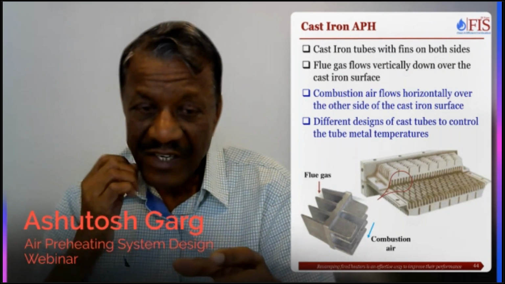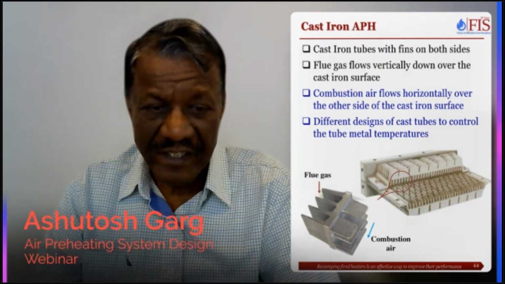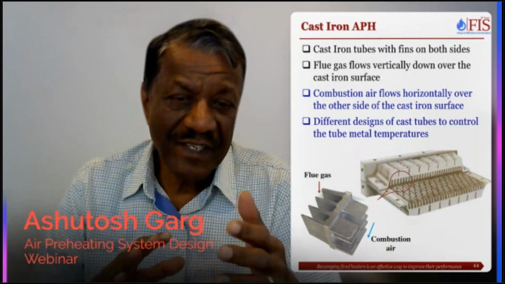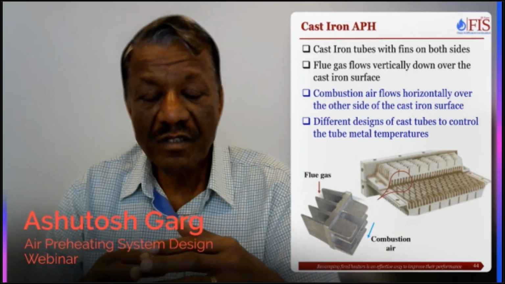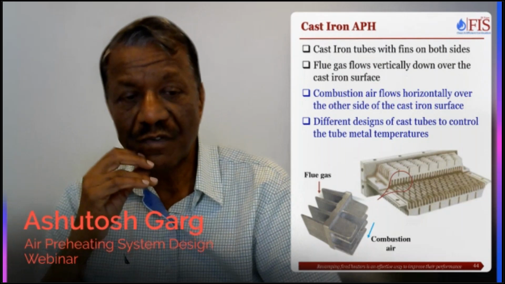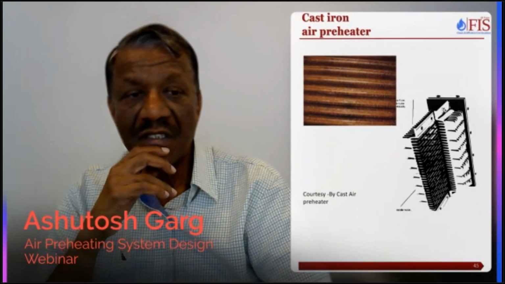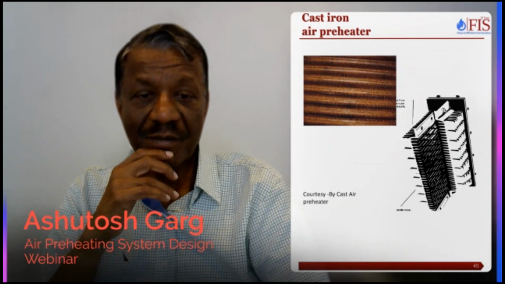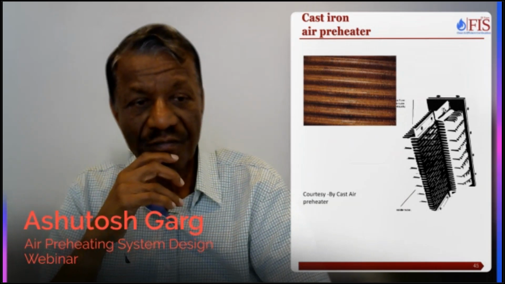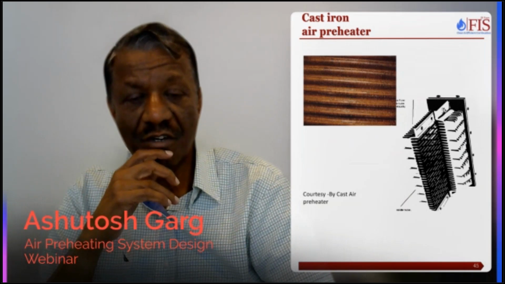It has cast iron tubes with fins on both sides. You can see it: flue gas flows vertically down, combustion air flows horizontally, cross flow. And now they have different types of cast tubes to take care of the tube metal temperature issue. This is one installation, one tube cross section I'm showing over here. This is the picture of an actual cast iron air preheater, as I said, from Bicast. We have this sketch, flue gas flowing vertically down inside, combustion air flowing horizontal.